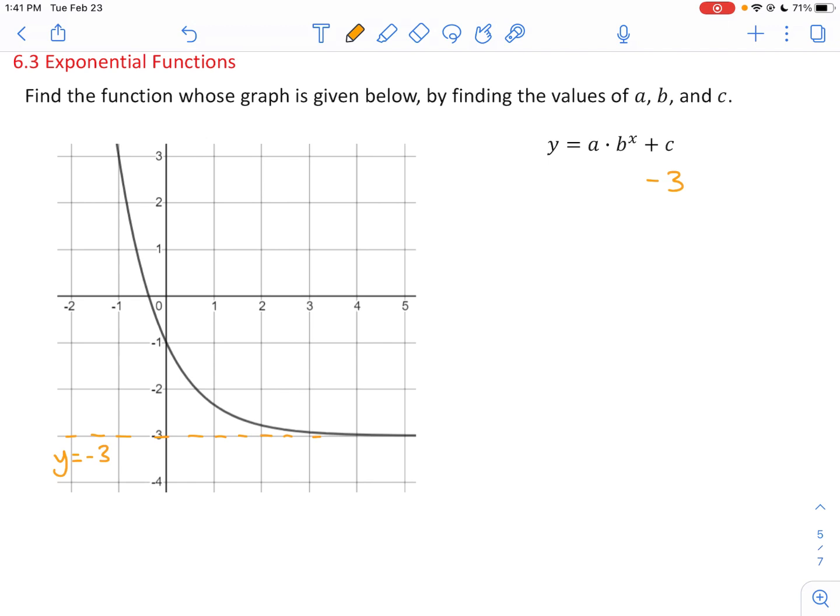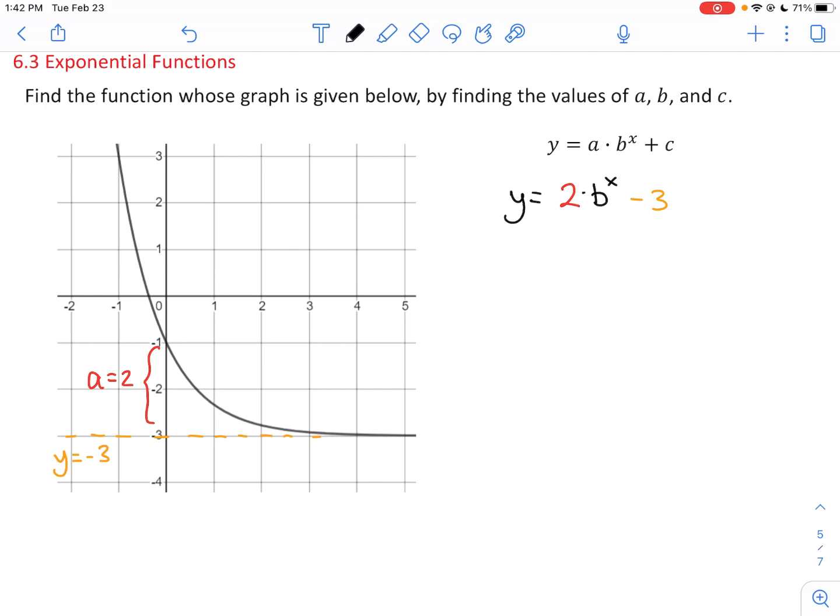And the next thing I want to determine is how far away from the asymptote is the intercept. What is this gap right here? And that's 2 units. That's going to be our vertical stretch. A is going to be a 2 in this case to get the vertical stretch that we want. So here's our function so far. The only thing left to determine is what the actual base is.